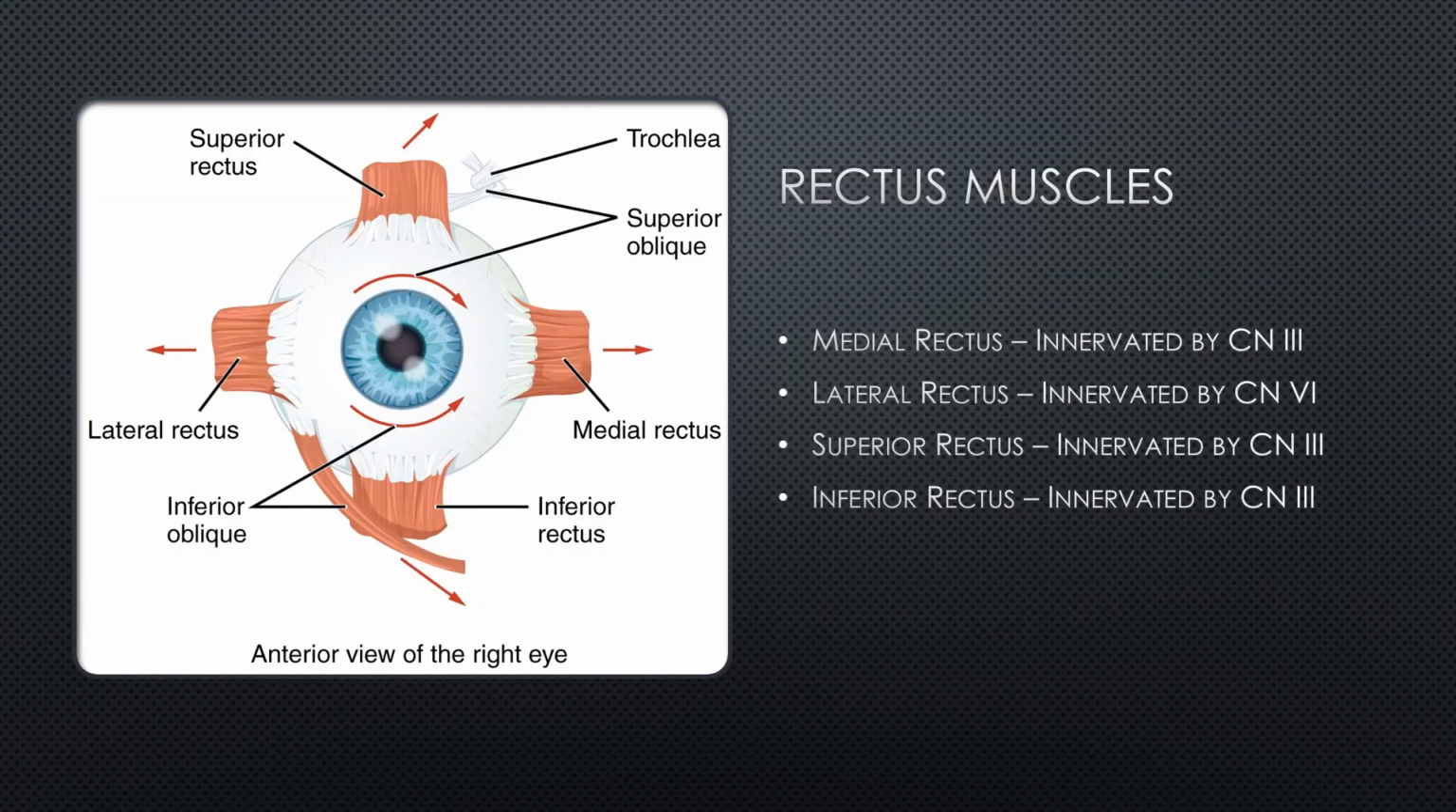Each of the rectus muscles originate at the apex of the orbit. The medial rectus muscle adducts the eye or turns it inward towards the nose. It is innervated by cranial nerve 3, the oculomotor nerve. The lateral rectus abducts the eye or turns it away from the nose. It is innervated by cranial nerve 6, the abducens nerve. The superior rectus muscle elevates the eye and is also innervated by cranial nerve 3. And the inferior rectus muscle depresses the eye. It is also innervated by cranial nerve 3.